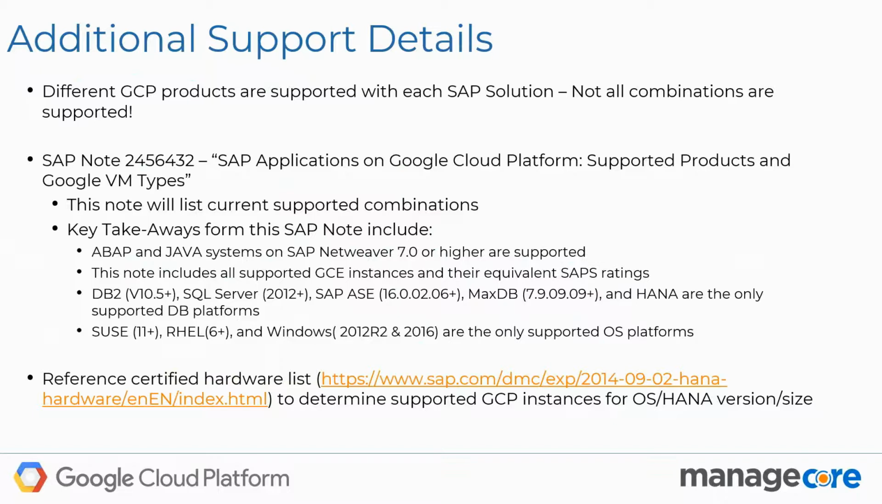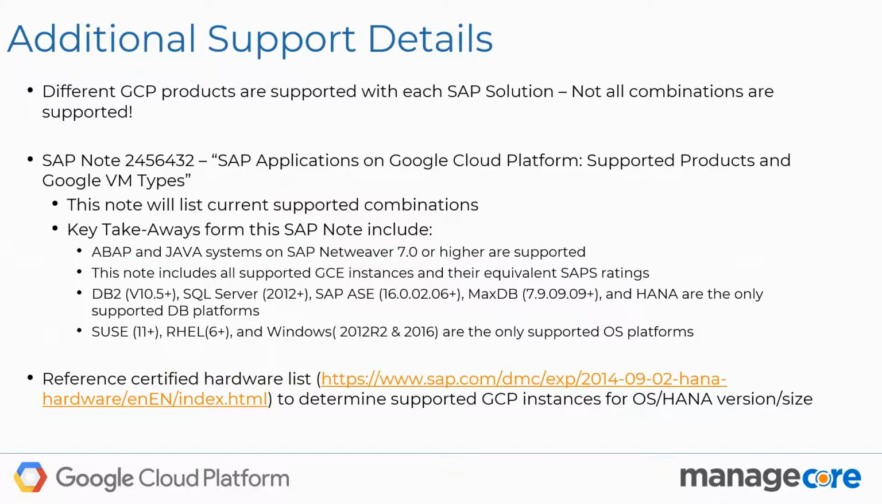Some key takeaways from this note include both ABAP and Java systems are supported, and NetWeaver 7.0 or higher is supported. So products like 4.6 and so on are not supported within GCP. It also discusses all the GCE instances and their equivalent SAPS ratings. So as you determine how much horsepower your current hardware has and that you require based on your business needs, you can convert that to SAPS ratings and understand that what instance type you deploy in GCP will match that hardware type. And I'll get into that in the next slide a little bit more.